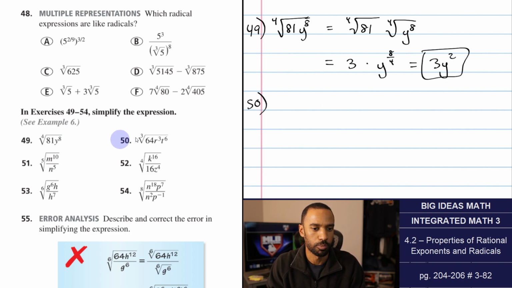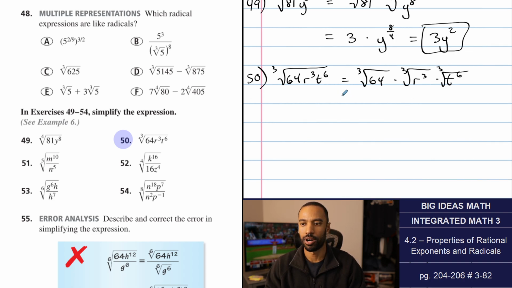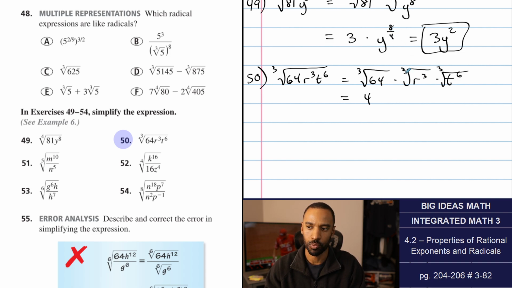Number 50. On number 50, we have the cube root of 64 times r cubed times t to the 6th power. They're all within that cube root. If you want to treat them separately, you can write them separately if that helps you. It doesn't help me per se, but it helps me help you with what we're talking about. Now, the cube root of 64 is just 4. Perfect cube. Cube root of r cubed, think about what we just did right here. We're going to divide 3 by 3 and we get 1. So that's times r to the first power. And same thing here. T to the 6 over 3 power is t to the second power. So this becomes 4rt squared.